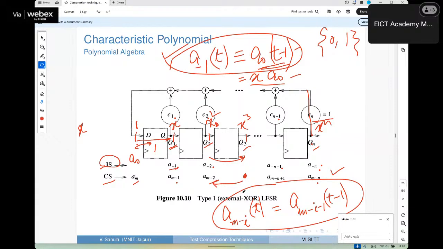Sir, there is a query. What does modulo 2 mean? Mr. Sai Kumar is asking. Sai Kumar.